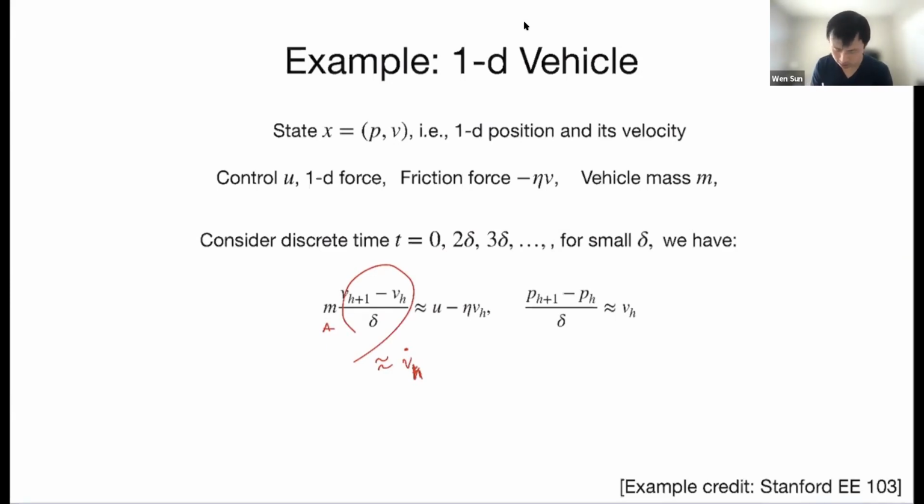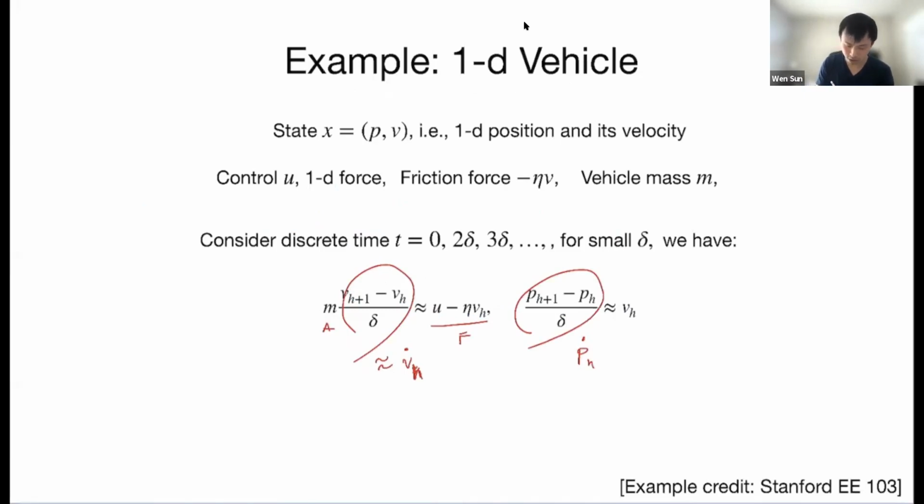And this is F, because this is my control input minus the friction. This is F equals ma. And this is just saying that I'm computing the time derivative of my position, which is velocity. So if my time interval delta is tiny, then these two equations kind of hold.